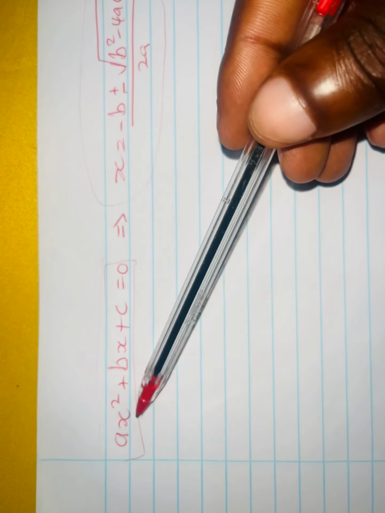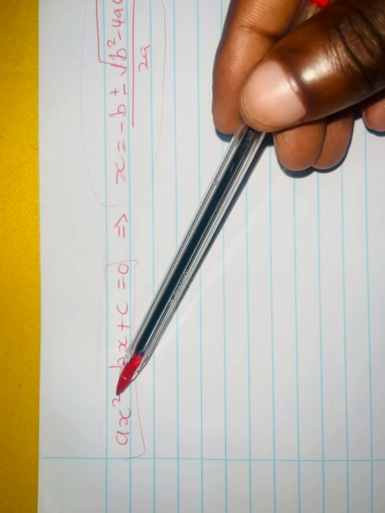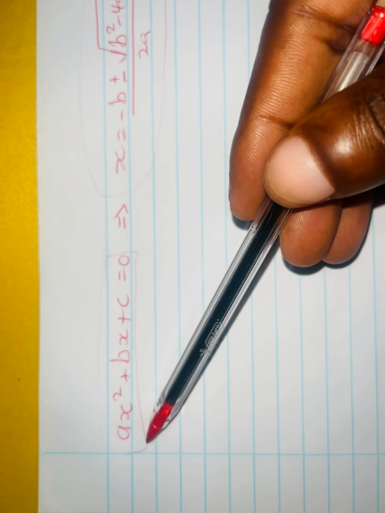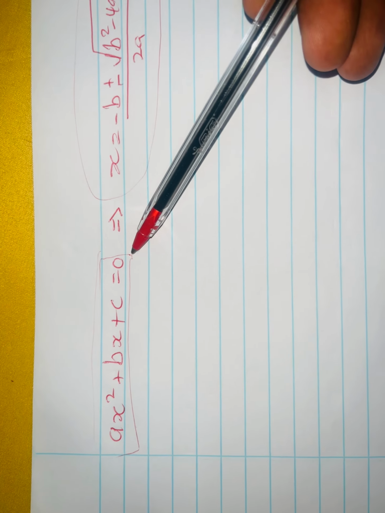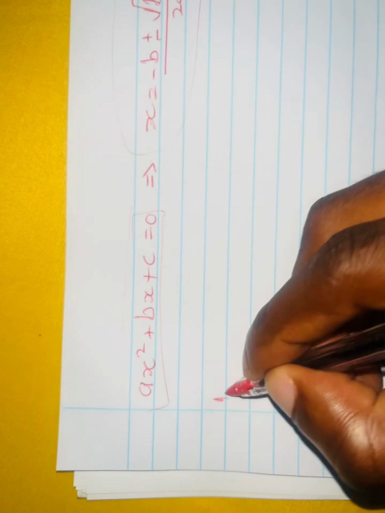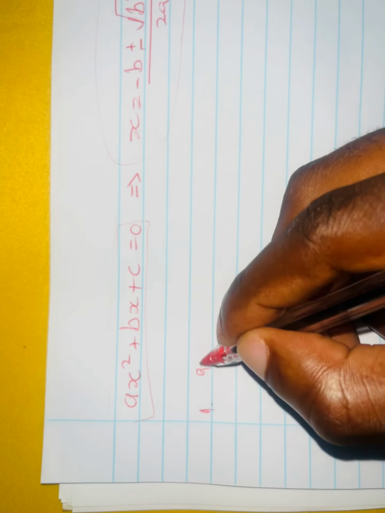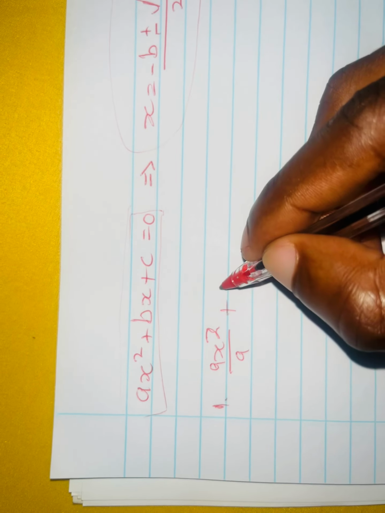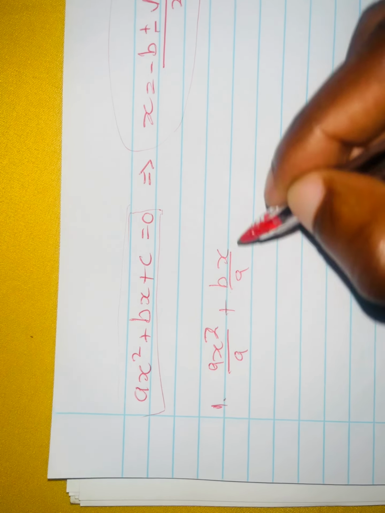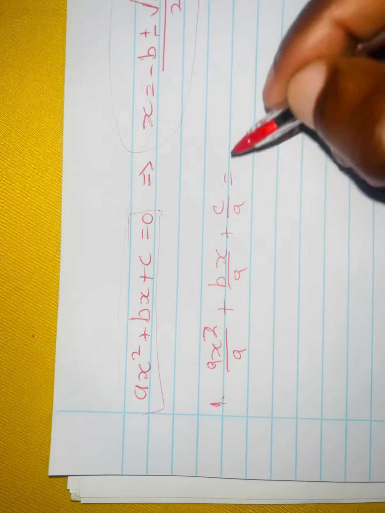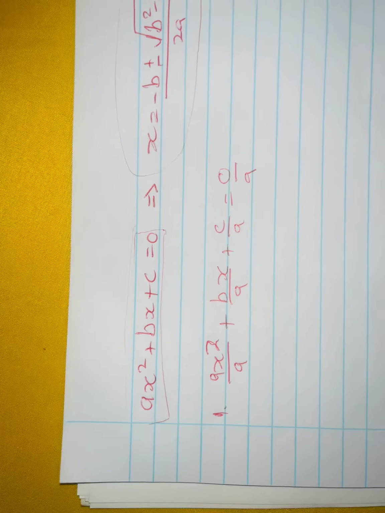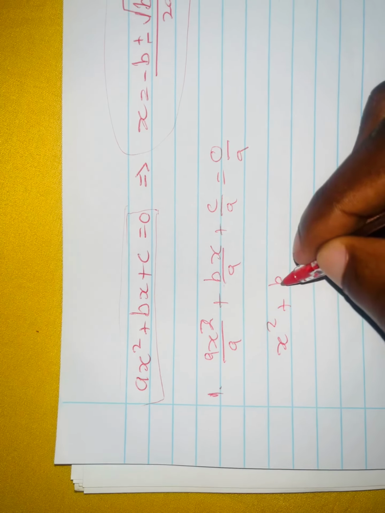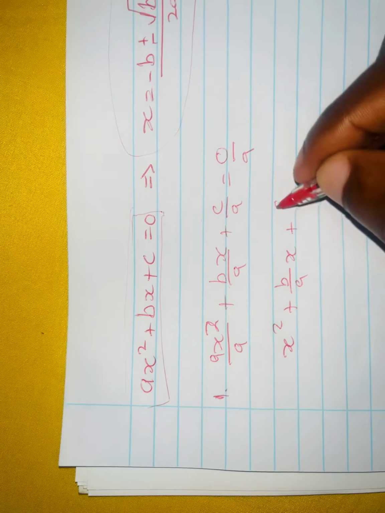The first step of completing the square is to make the coefficient of x squared a positive 1. And how do we make that? By dividing by a throughout. So our first step is x squared divided by a plus bx divided by a plus c divided by a equating to 0 divided by a. So you're going to have x squared plus b over a x plus c over a equals 0.